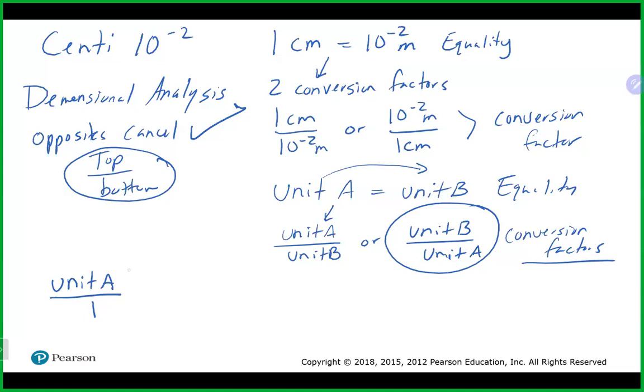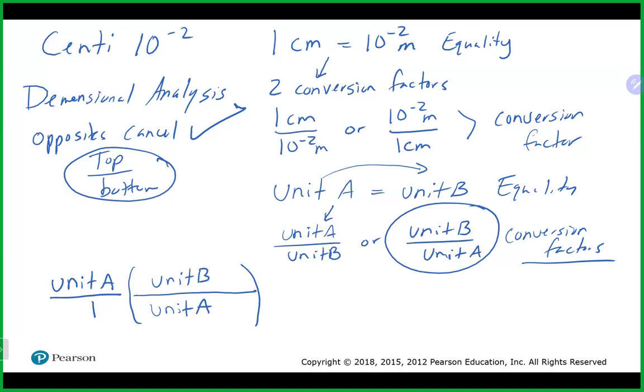So we could show this. I like parentheses. Some people like straight lines. It doesn't really matter. But I'm going to do a little parentheses where, again, I'm going to show it as a top and bottom fraction. I'm going to put my conversion factor here, unit A on the bottom, unit B up on top. First off, any questions on that there?